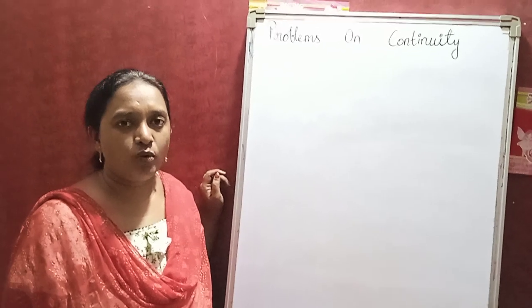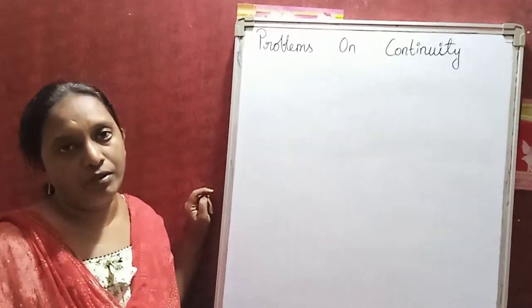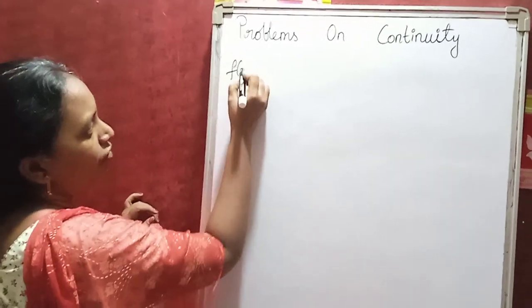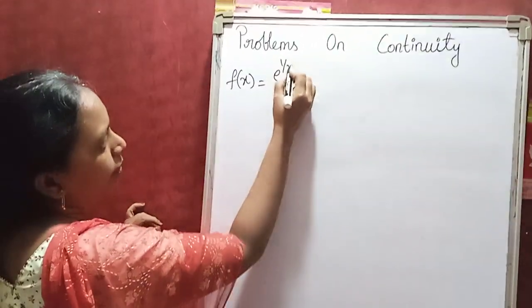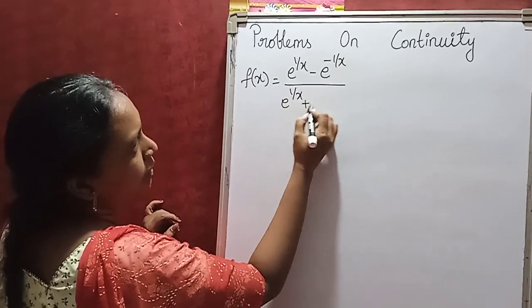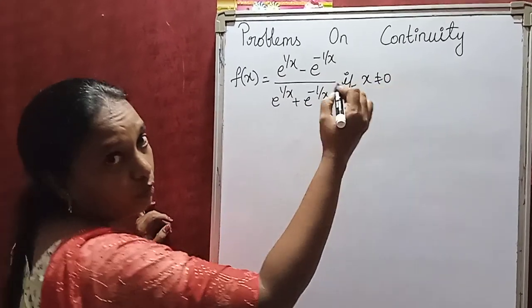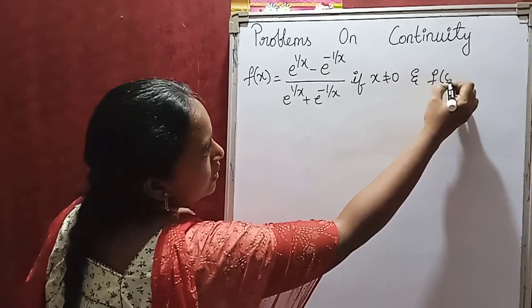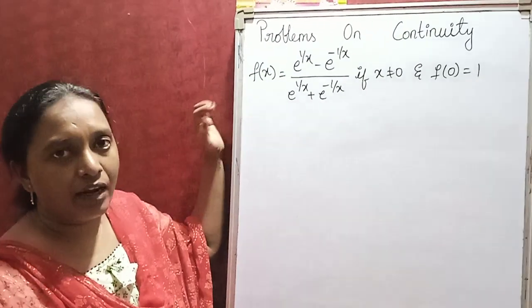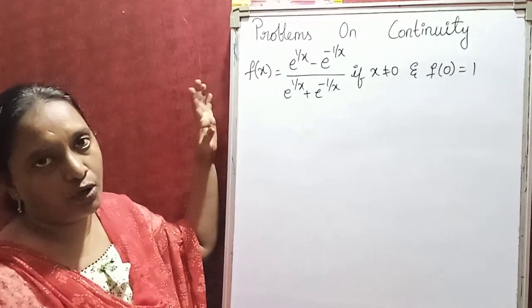In this video, we are going to discuss problems on continuity. As a first example, I am considering the function f of x defined as f of x is equal to e power 1 by x minus e power minus 1 by x, by e power 1 by x plus e power minus 1 by x, if x not equal to 0, and f of 0 is equal to 1. In this problem, I have to check whether my function f is continuous at 0 or not.